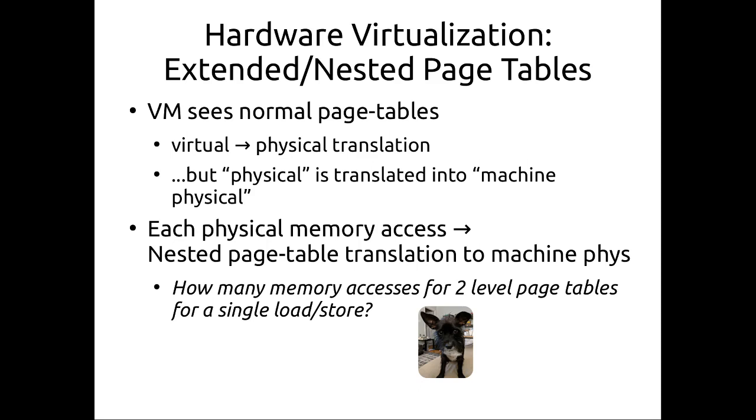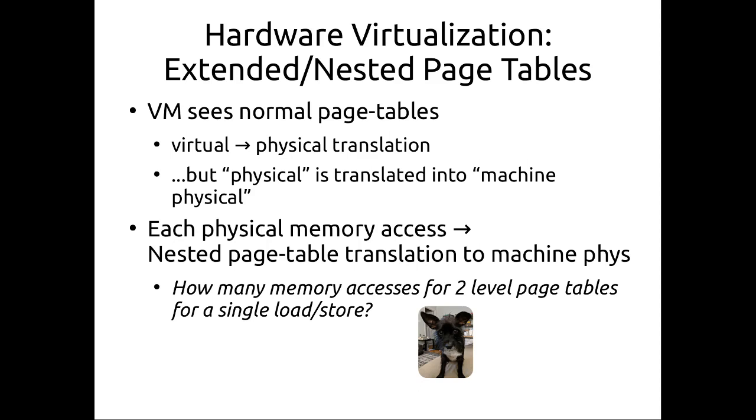So we need some sort of a change of terminology here. We need a new address space or namespace within the system. We have virtual memory, we have physical memory, and we say that physical memory is within the virtual machine, but then we have machine physical memory as well, that is actually the real physical memory on the machine, right? That the VMM or the hypervisor manages.